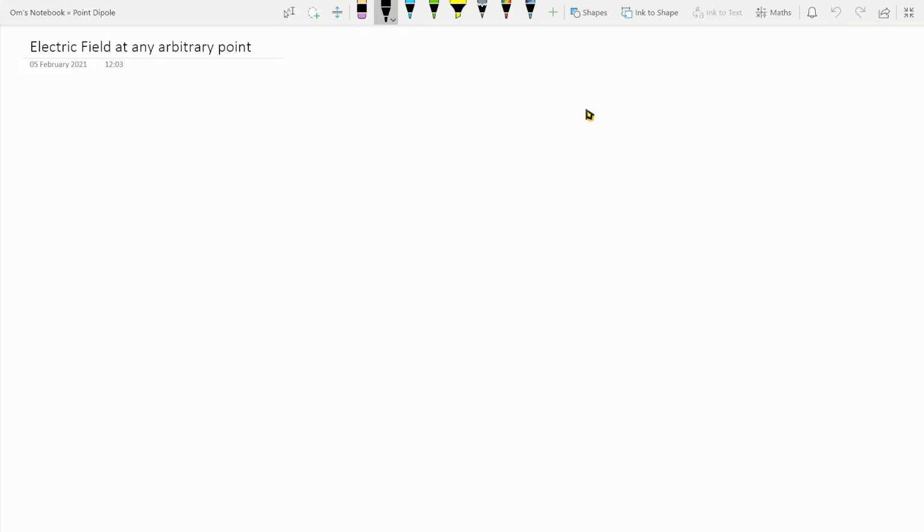In this video, I'll be deriving an expression for the electric field at any arbitrary point inclined at an angle theta with respect to the center of a dipole, of a point dipole that is. And so, like the previous 2 or 3 videos, let's just begin with a small diagram of our dipole over here. So that's our dipole.